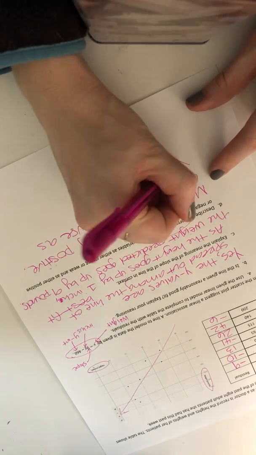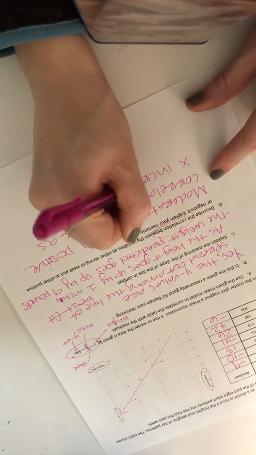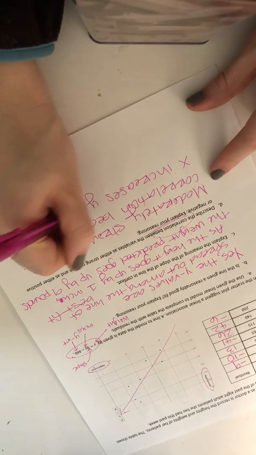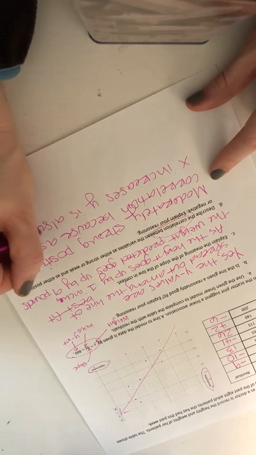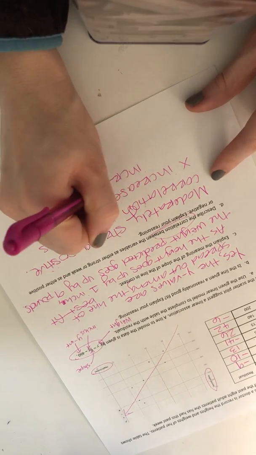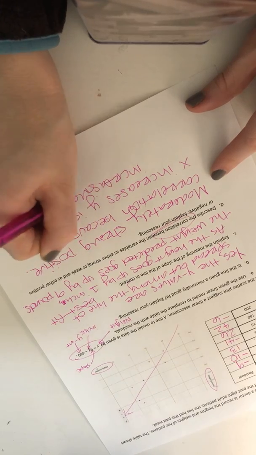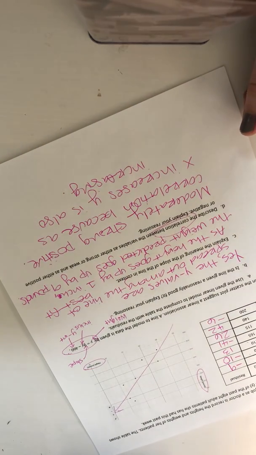Because as X increases, Y is also increasing. So in general, you would say that the two variables have a linear association and they increase together.